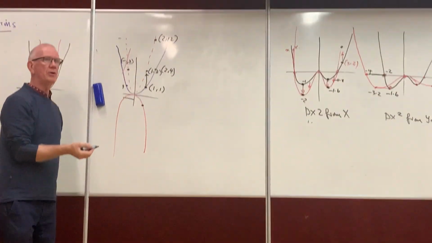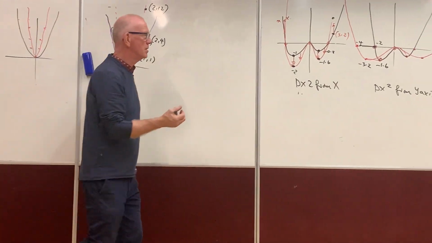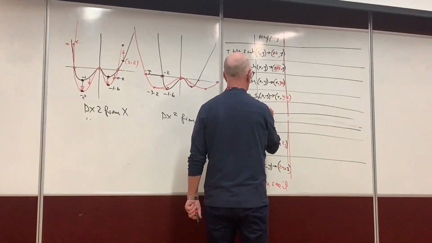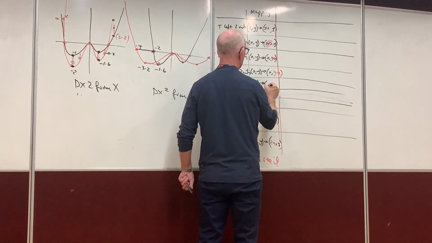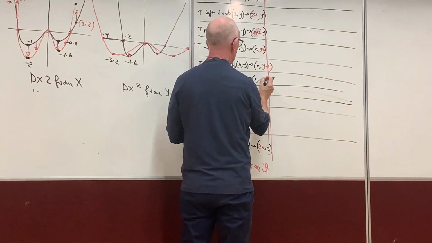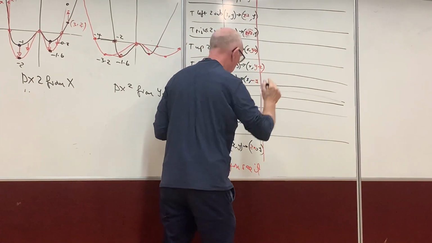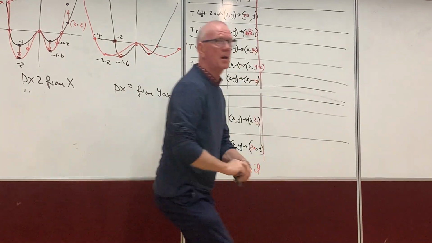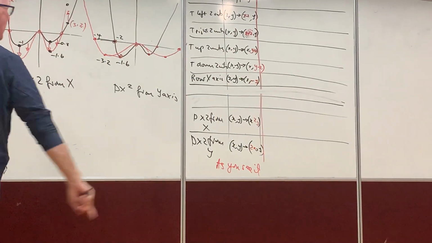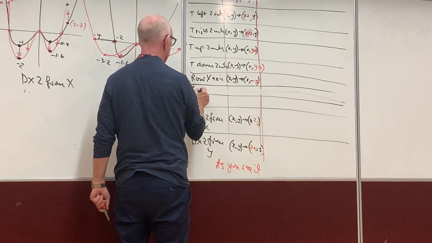Does the y value change? It becomes negative. So x, y will map to x and negative y. Is that okay? And what if I reflect over the y-axis?